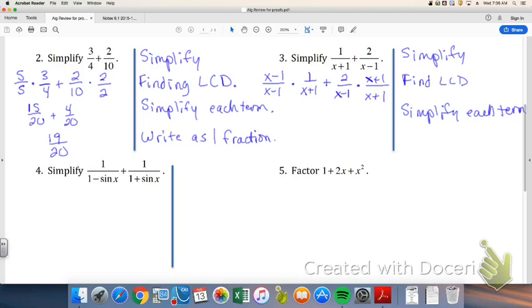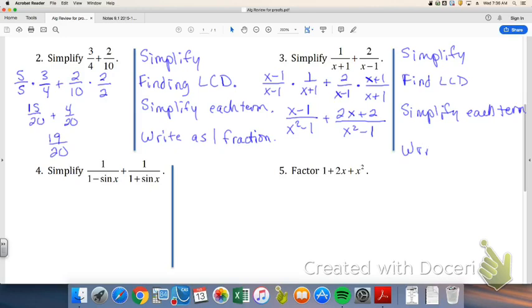So in my first term, I have x minus 1 times 1. So that's x minus 1 over the denominator, x minus 1 times x plus 1 becomes what? Multiply them together, and what do we get? X squared minus 1. Plus, now I'm going to multiply 2 times x plus 1. What does that give me? 2x plus 2, distribute it, over x squared minus 1.